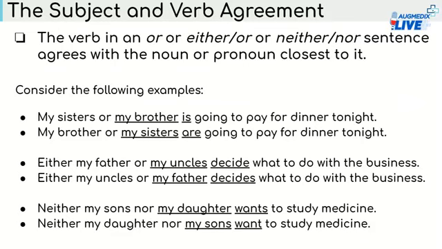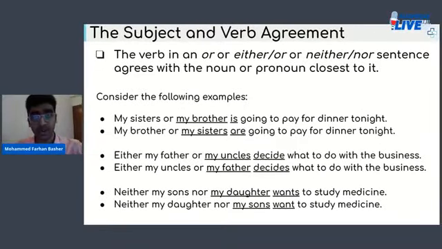Let's take a look at the examples. My sisters or my brother is going to pay for dinner tonight. My brother or my sisters are going to pay for dinner tonight. Either my father or my uncles decide what to do with the business. Either my uncles or my father decides what to do with the business. Neither my sons nor my daughter wants to study medicine. Neither my daughter nor my sons want to study medicine.